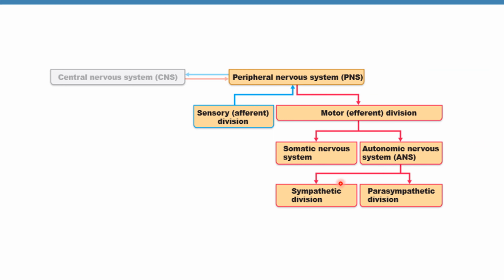Autonomic nervous system is divided into sympathetic and parasympathetic. So sympathetic is called fight or flight division. So it is active when you are exercising or you are under stress. Parasympathetic is called rest and digest, and it's active when you are resting, when you are digesting food for energy. Here you're using energy.